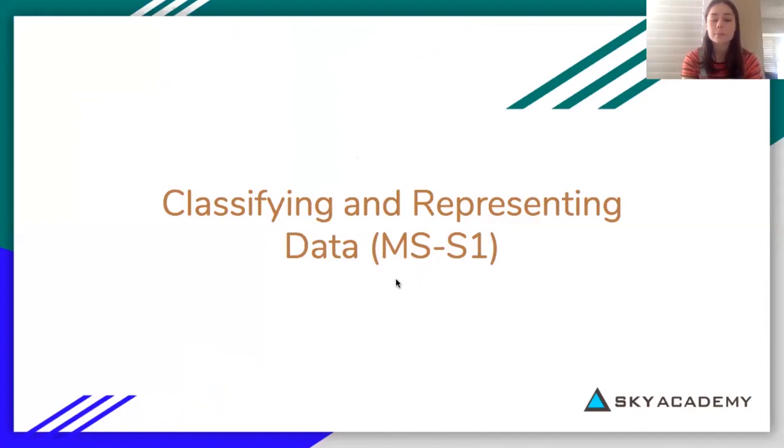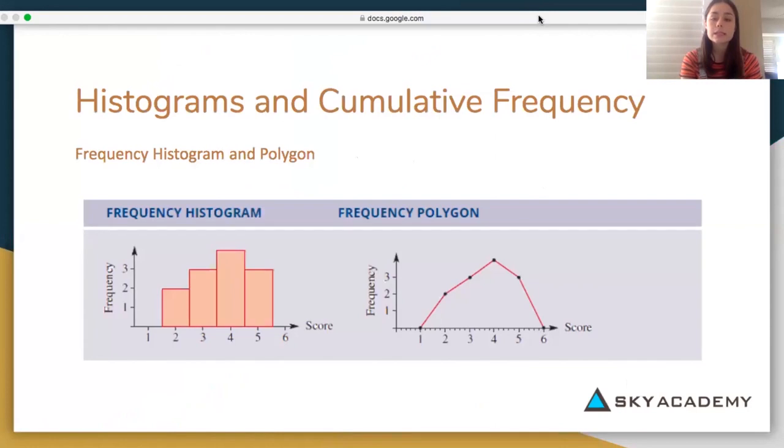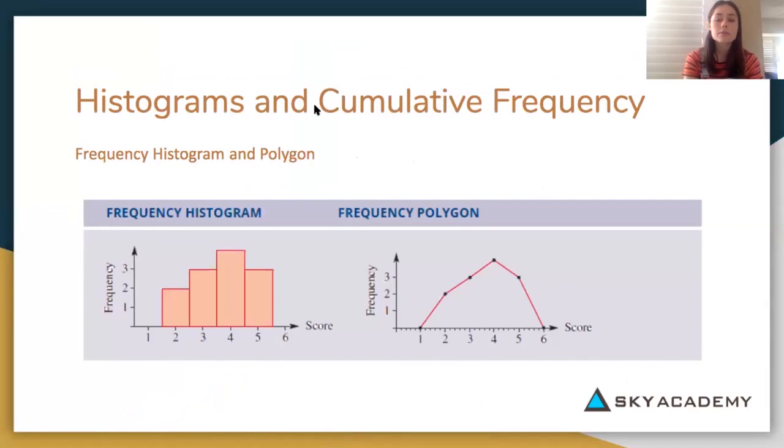So in this video, we're going to have a look at histograms and cumulative frequency. Firstly, we're going to talk about frequency histograms and frequency polygons, then do an example of this, and then we're going to do an example of a cumulative frequency histogram. So firstly, we're going to talk about the frequency histogram, and then we'll have a look at the frequency polygon.